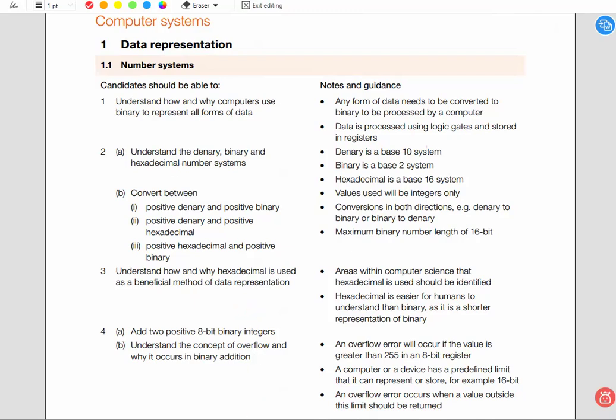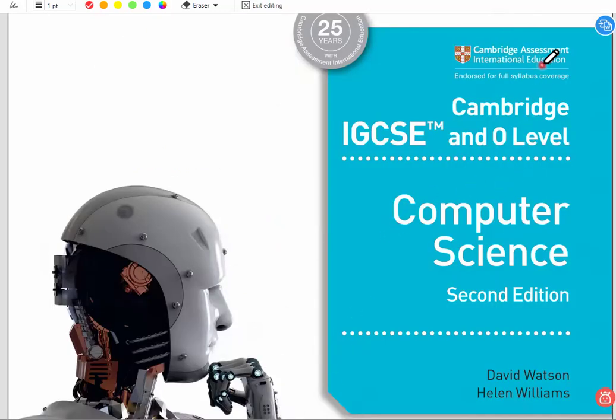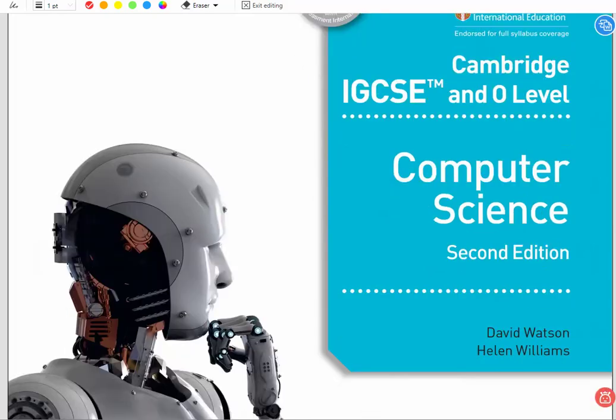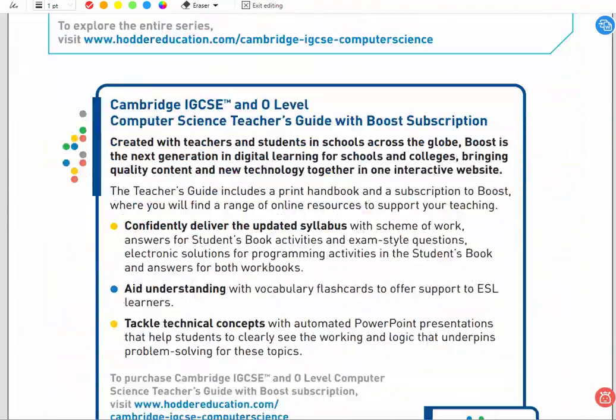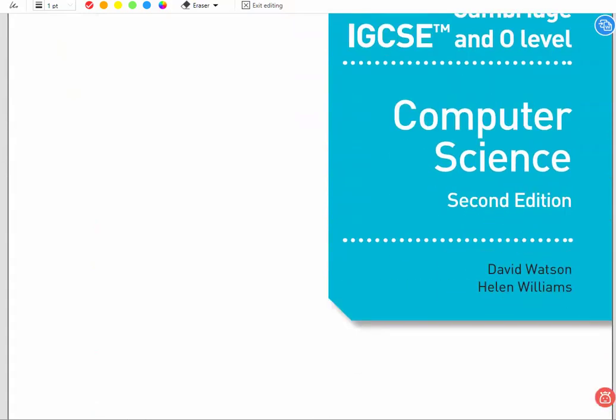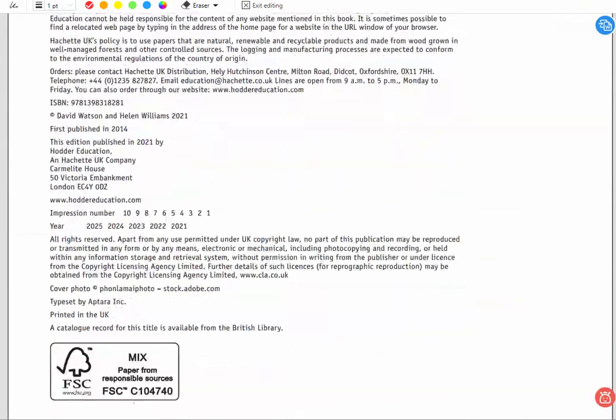So let's move forward to see our book, which we are going to follow: the Cambridge Assessment International Education book. Here it is. We are following this book by David Watson and Helen Williams. You can download it on the internet. It's easily and freely available, and if you want, we can also forward it to you. I will share my email address with you at the end. You may contact us for this book. So let's move ahead, and we are going to start our first topic of course.